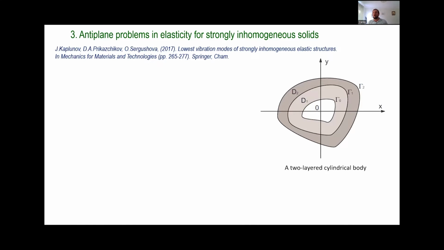So to start, maybe from the most, well, not the most, but to start from a quite general geometry here. Suppose we are talking about this kind of a 2-layered cylindrical body. This is a cross section presented here. These boundaries, gamma naught, gamma 1, and gamma 2 are just some simple curves, but pretty arbitrary.